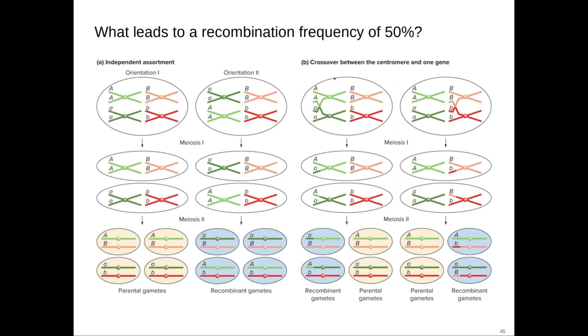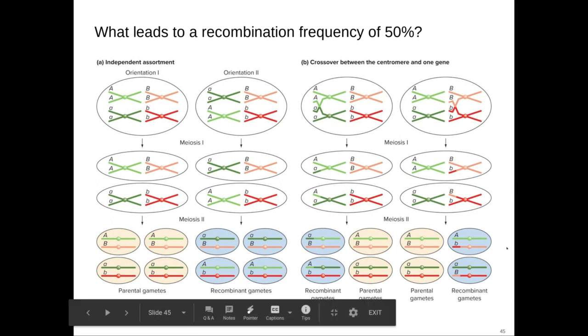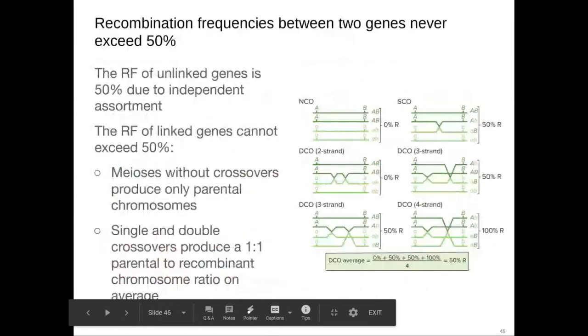Now, crossing over between the centromere and one gene, you can see that it happens here and it happens here, produces distinct allele combinations, as we see here, and distinct gametes, where 50% are recombinant gametes and 50% are parental gametes, and we see the same thing over here. So completely independent assortment produces 50-50. Crossing over between the centromere and one gene produces, again, that 50-50 frequency.